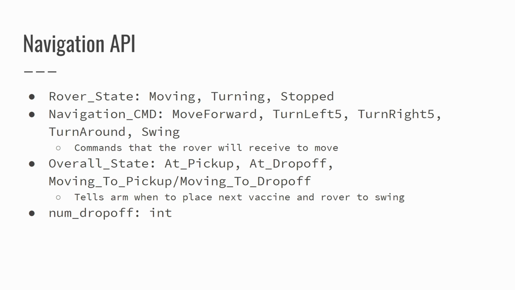Here's the navigation API that would be published in MQTT. The rover state, whether it's moving, turning, or stopped at the moment. The navigation command: move forward, turn left 5, turn right 5, turn around, swing for the rover to follow, and this will get into more detail later. The overall state for the ARM to know that we are at the pickup for the next vaccine or at the drop-off so the servo can swing. And the number of drop-offs is an int to signify how many drop-offs we have reached.